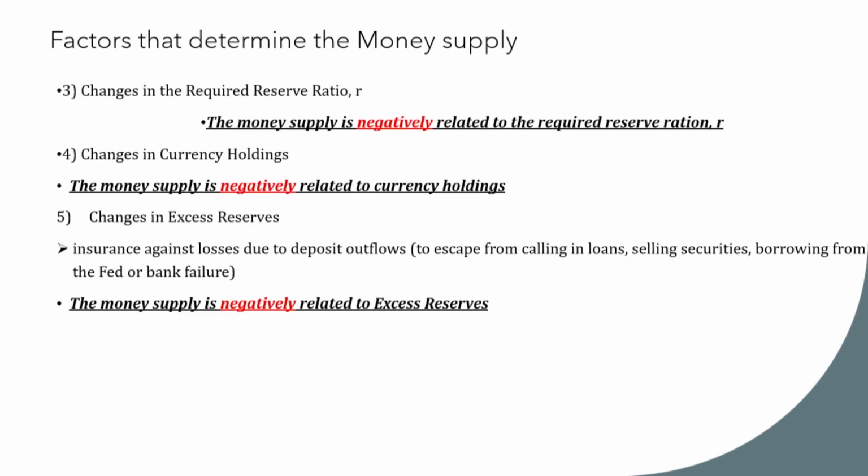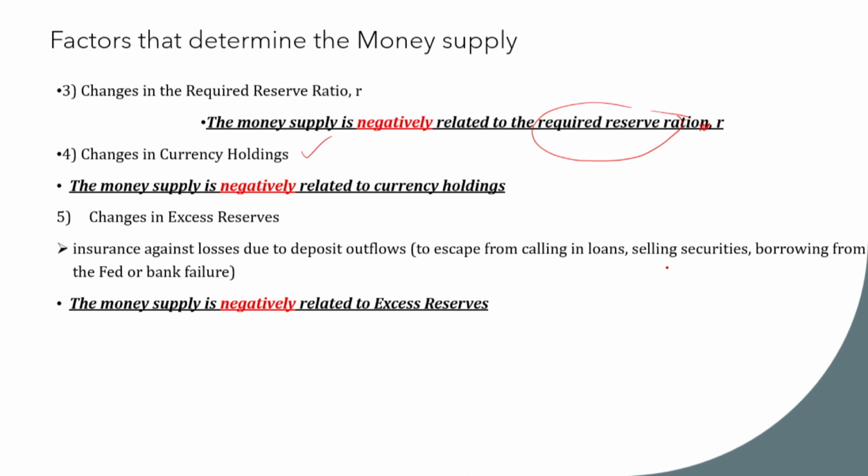But there are three other factors that are inversely or negatively related to the money supply. One is the required reserve ratio. If the central bank increases the required reserve ratio, instead of 10%, to 20%, then the deposit multiplier that you are going to get, instead of 10, is going to be 5. And similarly, changes in currency holdings. If the general public would like to hold more currency with them instead of depositing with the commercial bank, then the multiple expansion of deposit declines, and so does the money supply.